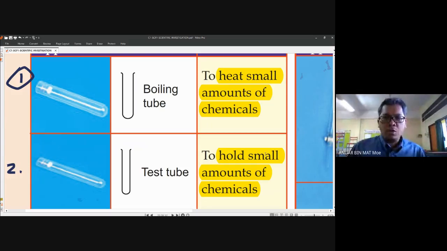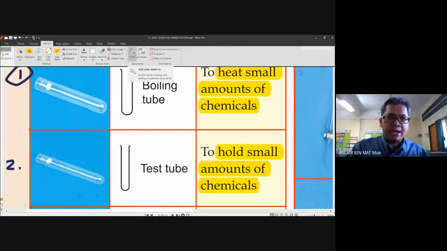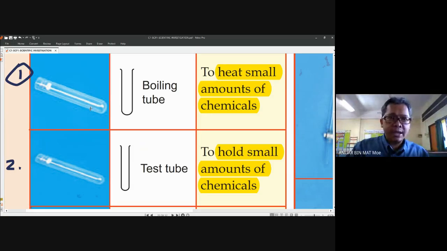Okay, very good. Yes, correct. Test tube, we only hold small amount of chemical. We cannot use test tube to heat it up. After this, you will learn about what we call a Bunsen burner. If we want to heat the chemical, we use boiling tube, but you cannot use test tube to heat the chemical because maybe the test tube will break. And then another thing you notice is that the boiling tube is much larger in size. Can you tell the difference?